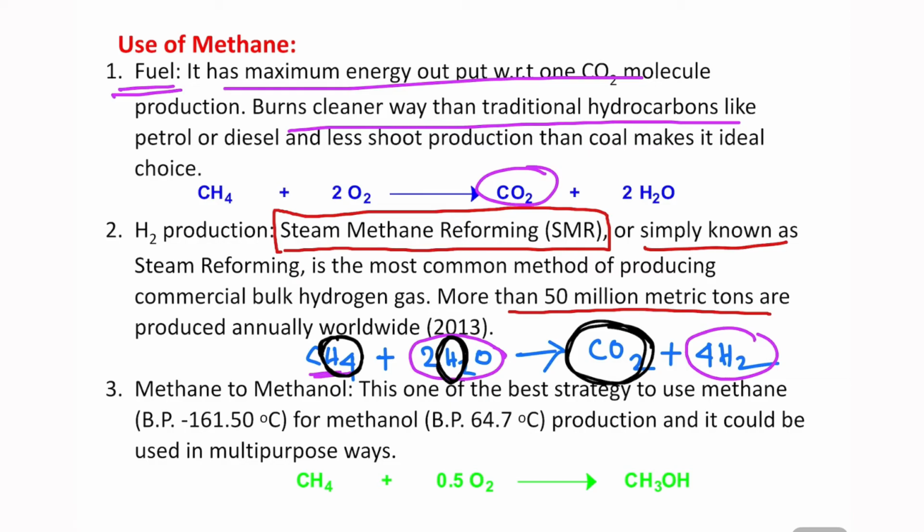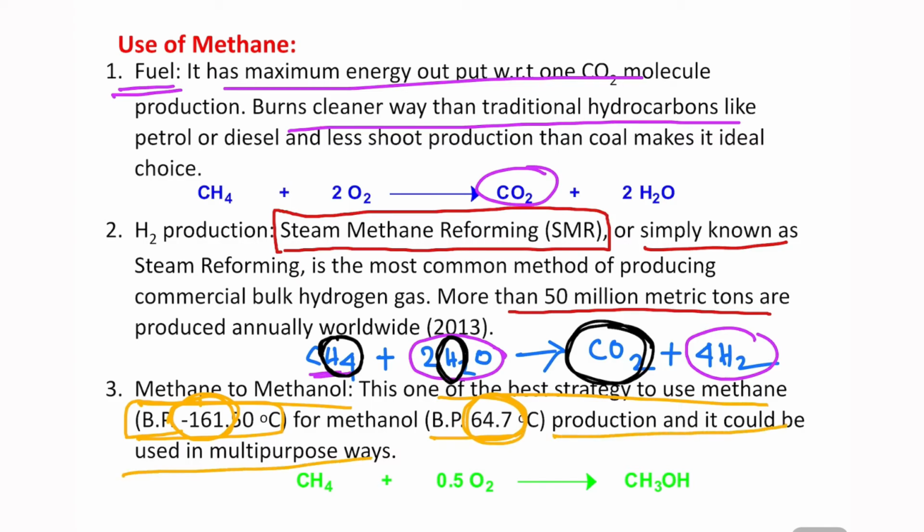So this is the overall hydrogen production, and this hydrogen is utilized for preparation of many value-added chemicals like ammonia, urea, hydrogenation of vegetable oils, etc. Now the most important thing is methane to methanol. You may consider it the dream project of many scientists. It is one of the best strategies to use methane, whose boiling point is very low, minus 161, and methanol's boiling point is near about 65, meaning 64.7 degrees.